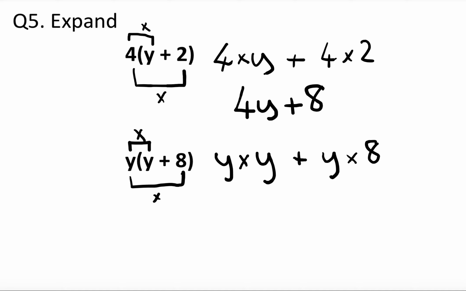Right, so y times y. I know they're letters, but if they were numbers and they were 2, you'd just say 2 times 2 is 2 squared. So basically, it's y squared because we're multiplying it by itself. And plus y times 8, which is basically 8y. So there's your answer. It's y squared plus 8y, is how to expand those brackets.